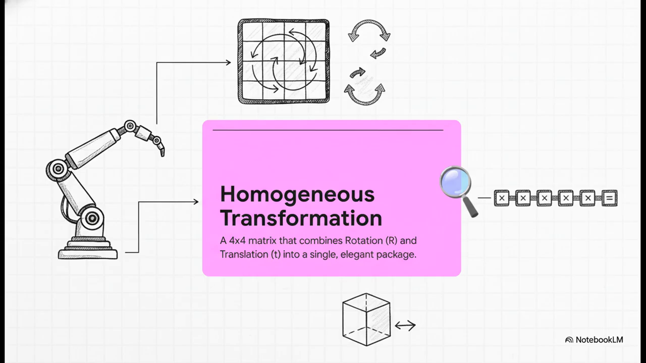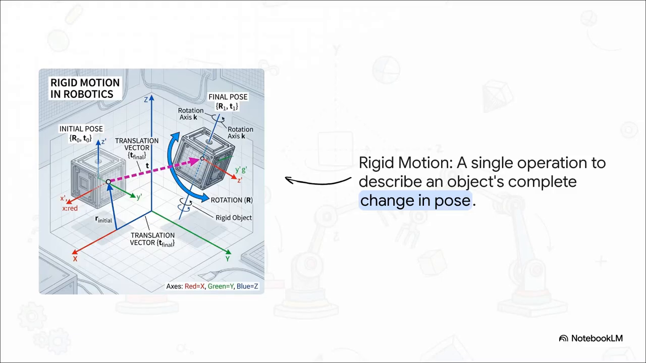So elegant. And what this beautiful matrix describes is something we call rigid motion. This combination of rotation and translation together gets a special name, a pose. It's the full description of where an object is and how it's oriented. And this one matrix can describe the entire change, taking an object from its starting pose to its final pose in one single, clean calculation.